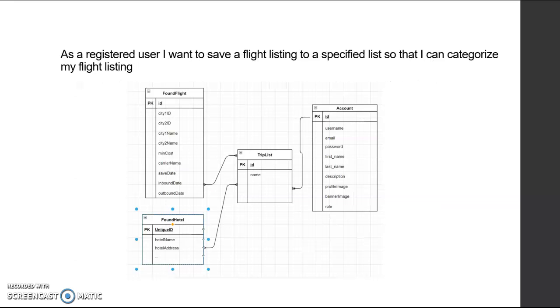Along with that user story, I did have to change the database relations. So here's a small table showing the slight alteration in our table schema. Beforehand we had account linked to found flight and found hotel directly. So we made a change to where account has a one-to-many relationship with trip list, and then trip list has a many-to-many relationship with both found flight and found hotel.